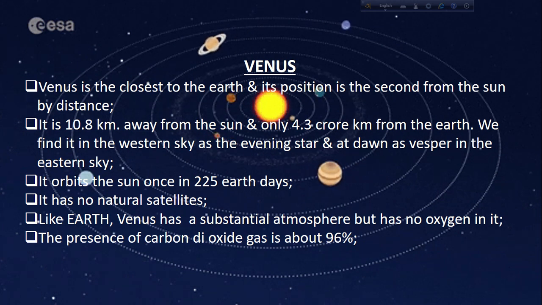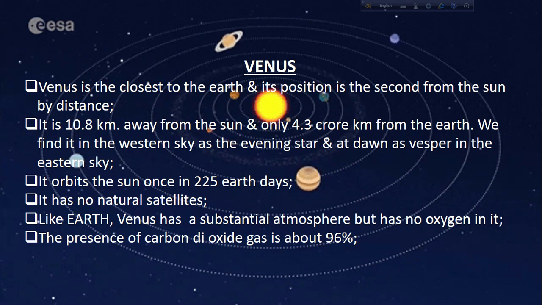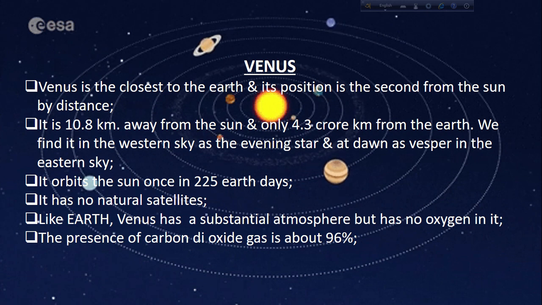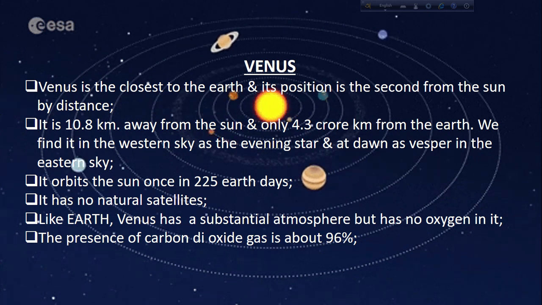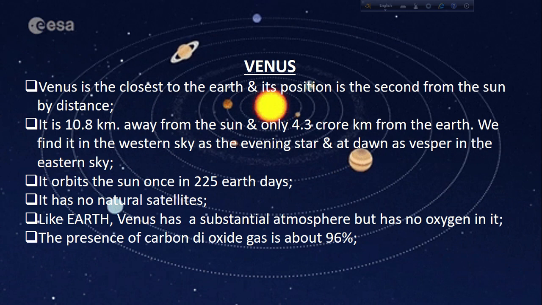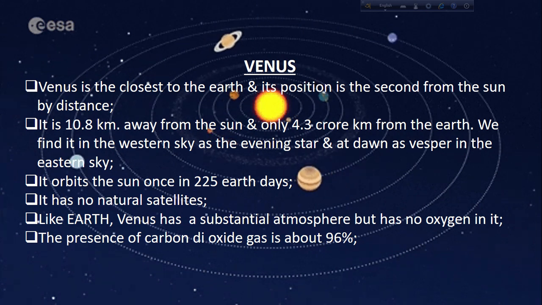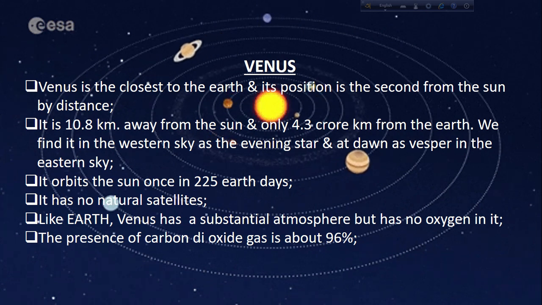It has no natural satellites, and like the Earth, Venus has a substantial atmosphere, but has no oxygen in it. The presence of carbon dioxide gas is about 96% in Venus. As the percentage of carbon dioxide is very high on the planet Venus, acid rain showers occur due to the dense cloud of carbon dioxide in this planet, and this planet is also drier than the Earth.